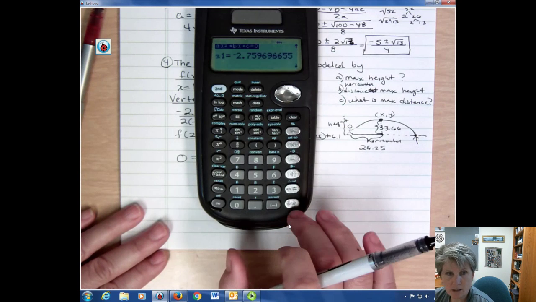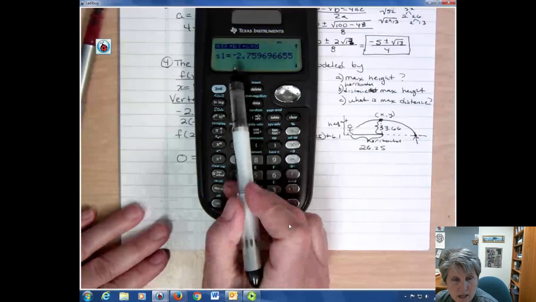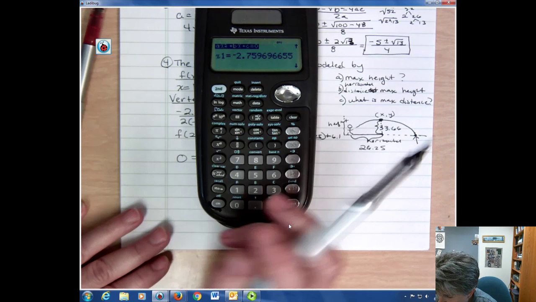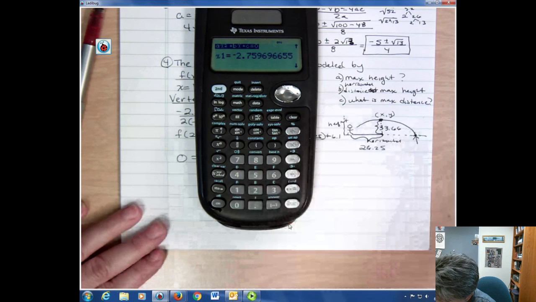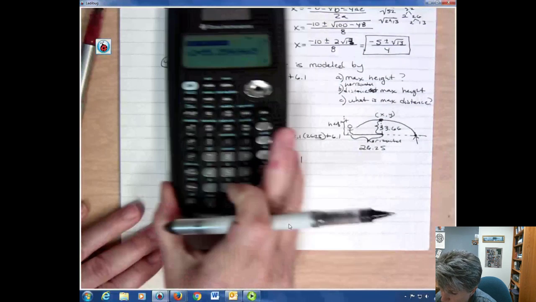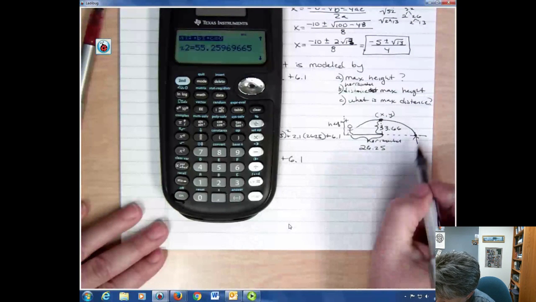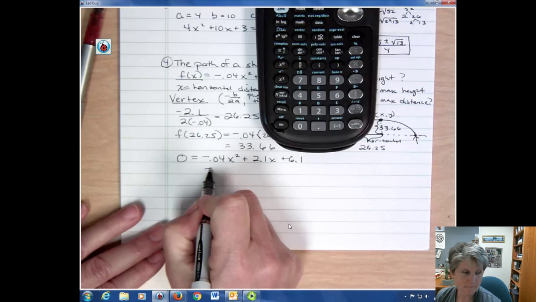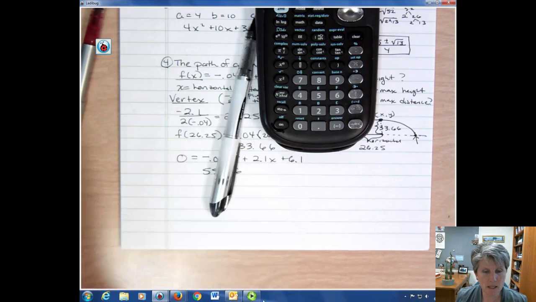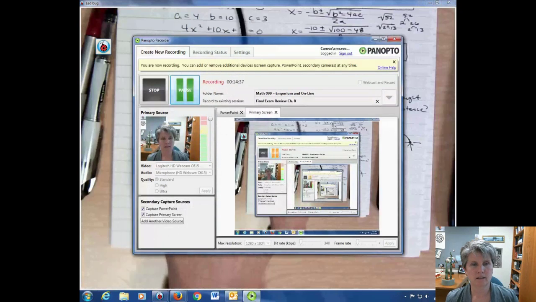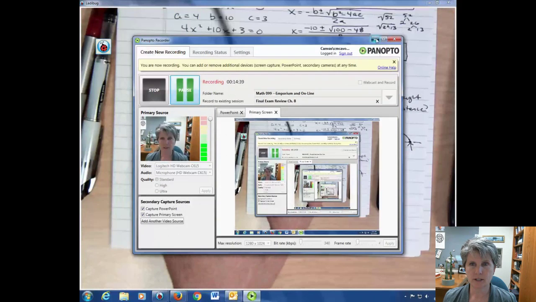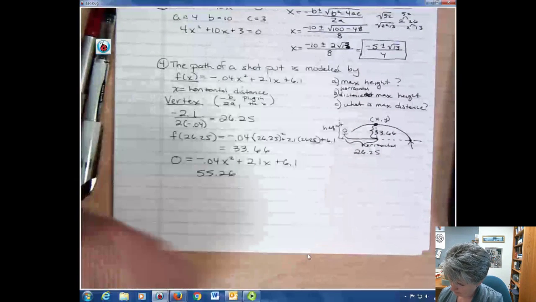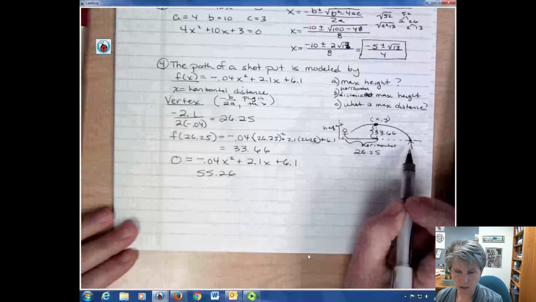The first answer is negative 2.7596. Well, we can't have a negative, so that doesn't make any sense. We don't have negative distances. So then you hit enter, and the second one is 55.26. Okay, sorry. All right, so that's the height. The max distance, I mean, is 55.26.